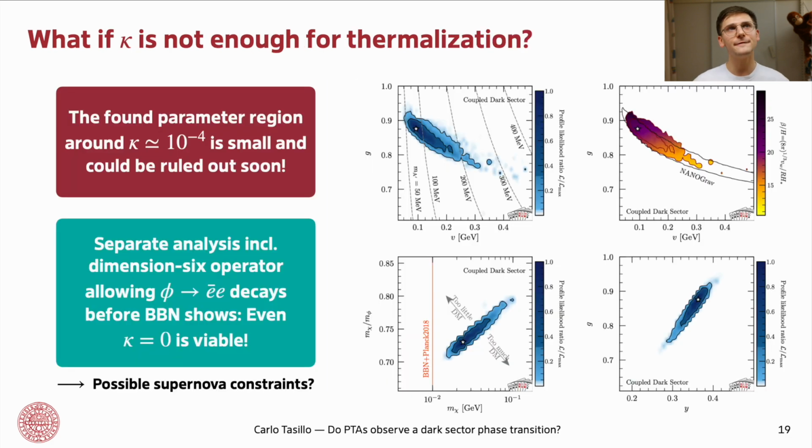Now, what happens if in a few years LDMX, the beam dump experiment, tells us that the parameter region with kappa being roughly 10 to the minus 4 is no longer feasible, if this is ruled out? Well, we considered a separate model in a separate analysis where we also allow for a dimension 6 operator, which allows phi to electron-positron decays before BBN. And in this case, we can find a nice explanation for the PTA signal, again on top of the supermassive black hole binaries, where, however, now the kinetic mixing parameter can even be 0. So this will be harder to test, but possibly one could test this by studying constraints from supernova data.